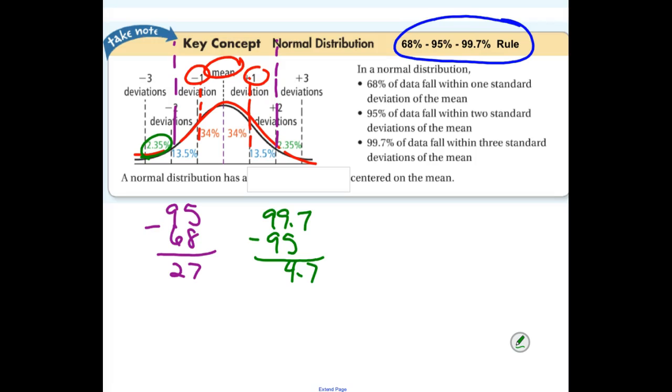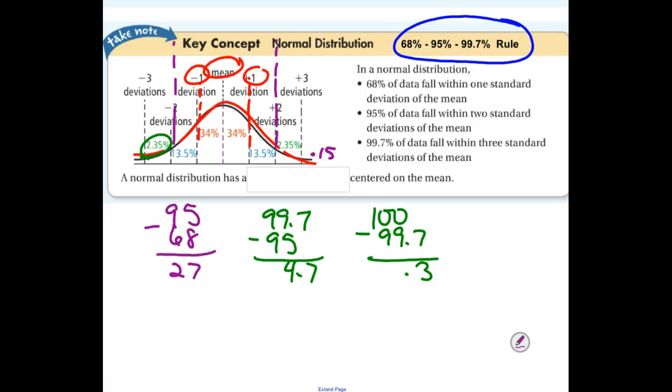That gave us 99.7% of our data. What do we have left over? 0.3%. We have another 0.3% that we have to account for. Splitting that in half, so we're talking 100 minus 99.7 is 0.3. Splitting it in half, we would have 0.15. That's the little chunk that you're going to have on the ends. So go ahead and add that in. That now accounts for all 100% of our data.